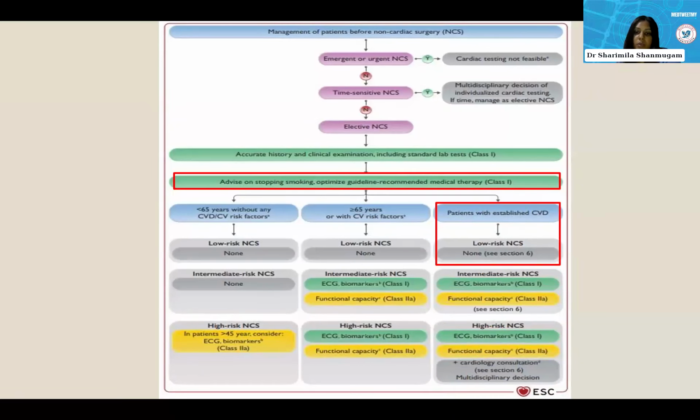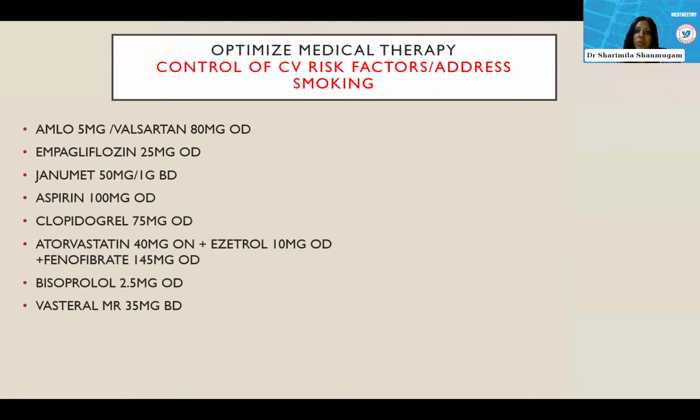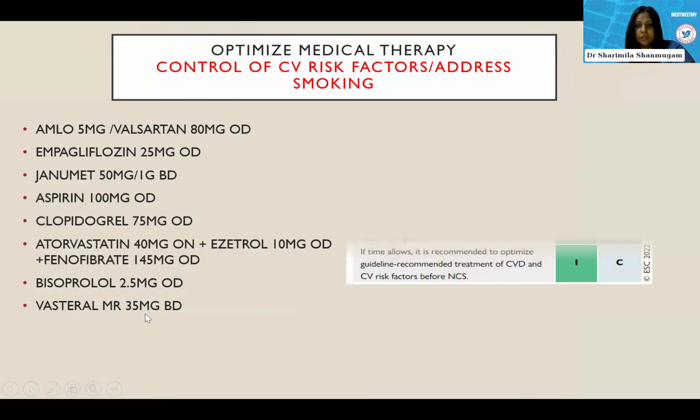So we thought, okay, we have counseled him, but we need to address his smoking issues and optimize his medical therapy. Of course, the empagliflozin was increased from 10 to 25. He has dual antiplatelet therapy. We started on atorvastatin 40, and then we added ezetrol and fenofibrate, right? Bisoprolol, as well as some anti-anginals.